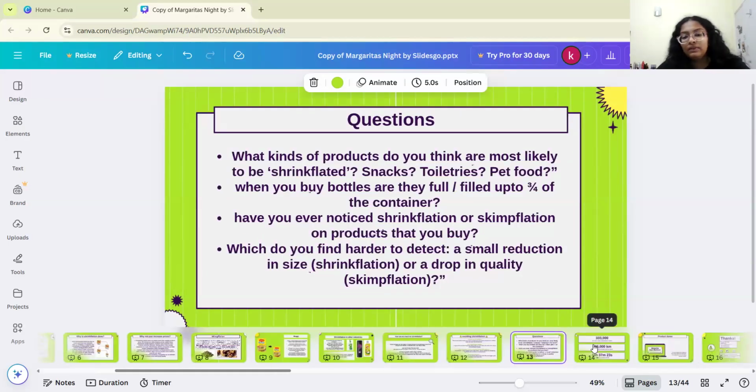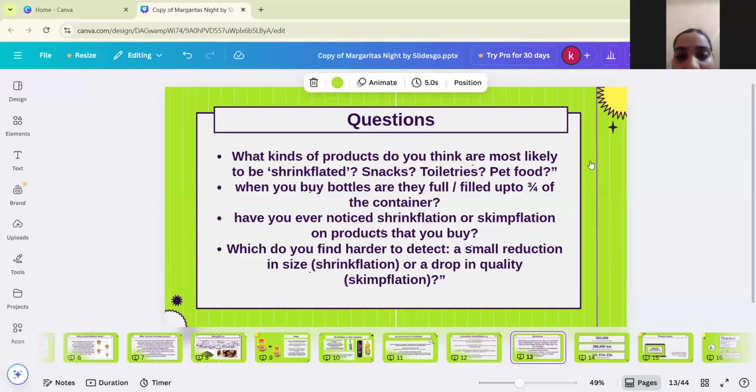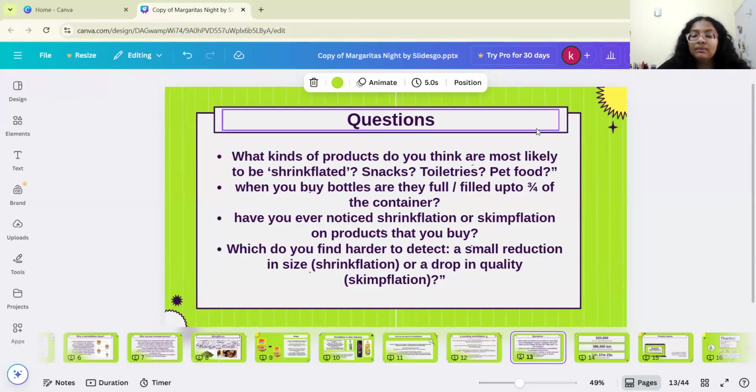So I have a couple of questions for you guys. What kind of product do you think is most likely to be shrinkflated? Does anyone know the answer? Yes, Inji? Snacks. It's actually toilet paper. I know it's kind of shocking. Snacks are actually the second most affected group of products, but it's actually toilet paper.